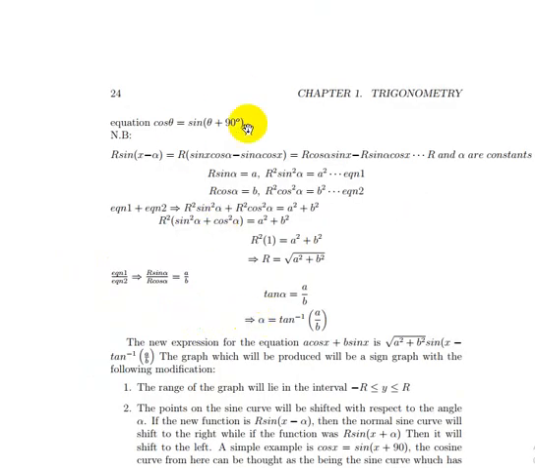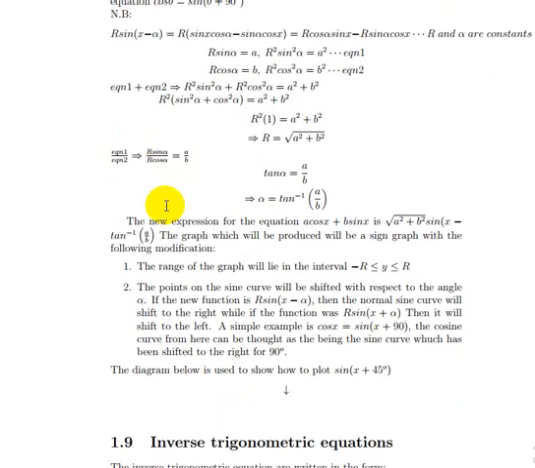So into a format which can easily be drawn, and this format is r sine x minus alpha. Now this r, what's the importance of this r? The r here is going to be important in finding the new range of values.